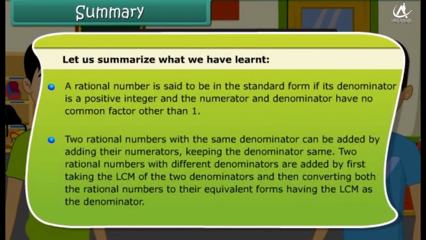Two rational numbers with the same denominator can be added by adding their numerators, keeping the denominator the same. Two rational numbers with different denominators are added by first taking the LCM of the two denominators and then converting both the rational numbers to their equivalent forms, having the LCM as the denominator.